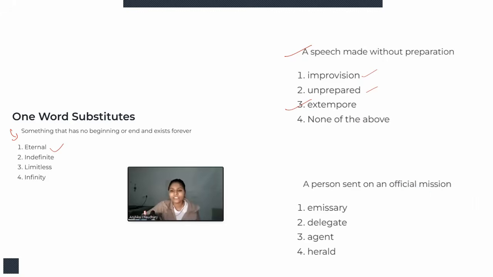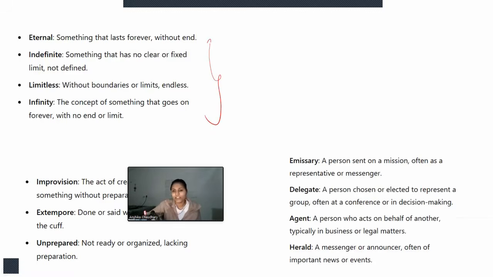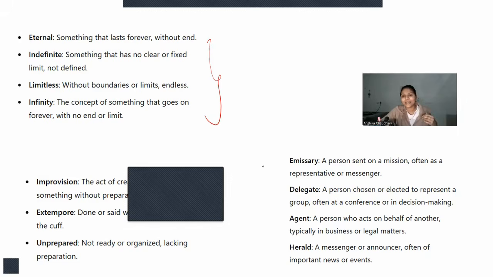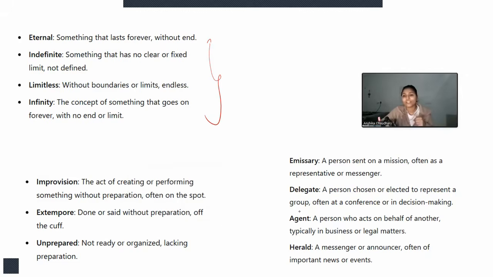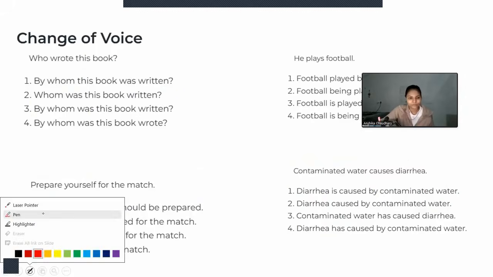The next is: a person sent on an official mission is called an emissary. And a delegate leads a group. An agent works on behalf of someone else. And a herald is a messenger or announcer, often of important news or events. I have described all these meanings so that it will be beneficial for you. You can revise it later, don't worry. Okay, let's move on to the next thing.